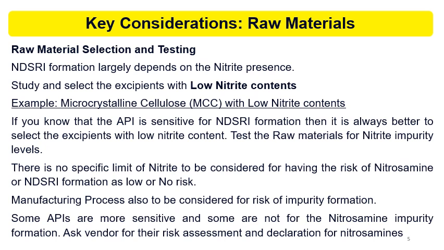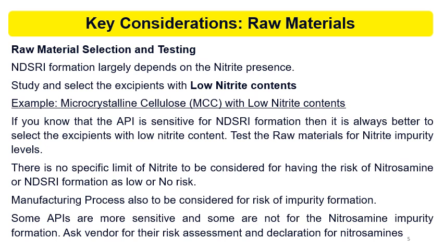If you know that the API is sensitive to NDSRI formation, then it is always recommended and better to select excipients with low nitrite content. Also, some excipients are available with low peroxide content, low formaldehyde content, or purified grades of excipients are available. Those excipients can be used whenever you face a nitrosamine challenge. Testing the raw materials for nitrite impurity levels is another key consideration. Whenever you take a material into the batch, that material should be tested for nitrosamine impurity contamination, and also for nitrite impurities.